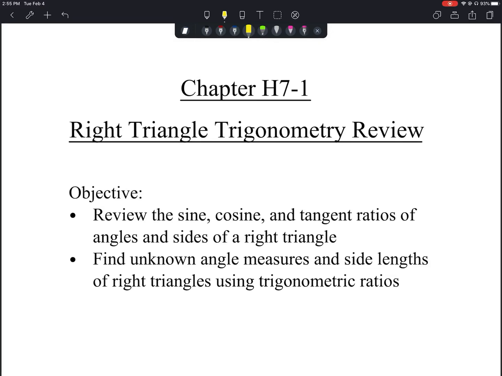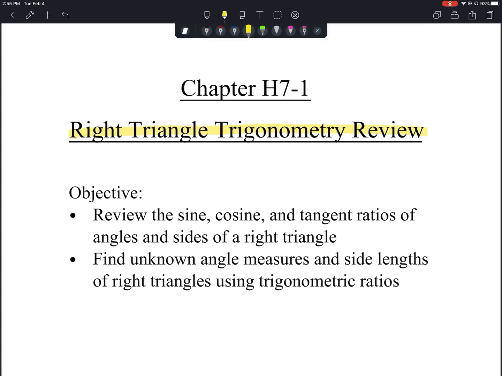Hi, welcome to the lesson on Chapter H7-1, Right Triangle Trigonometry Review. So we're going to start out this chapter by looking at just a review of right triangle trigonometry, what you've done in the past in geometry, so that it is fresh in your minds as we move forward through the chapter.